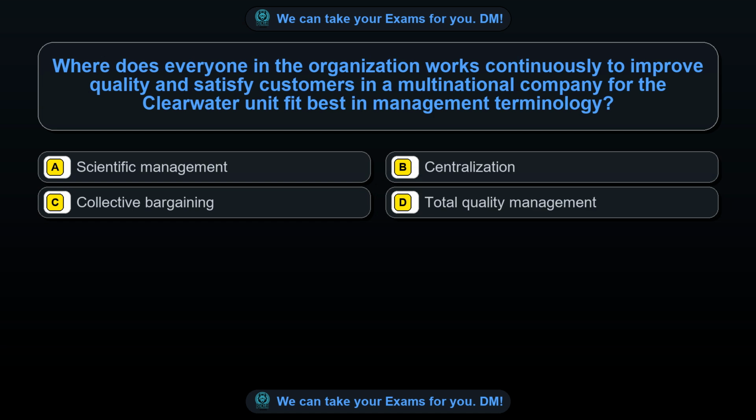Question 86. Where does everyone in the organization works continuously to improve quality and satisfy customers in a multinational company for the Clearwater unit fit best in management terminology? Option A, scientific management. Option B, centralization. Option C, collective bargaining. Option D, total quality management. The correct answer is option D, total quality management.